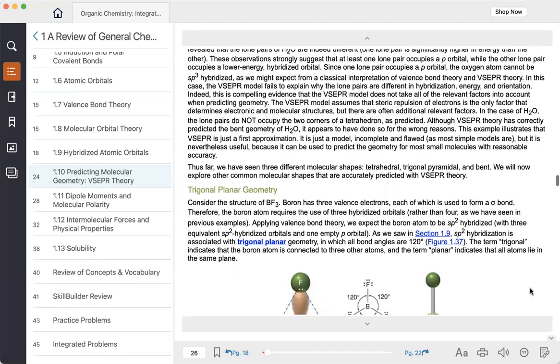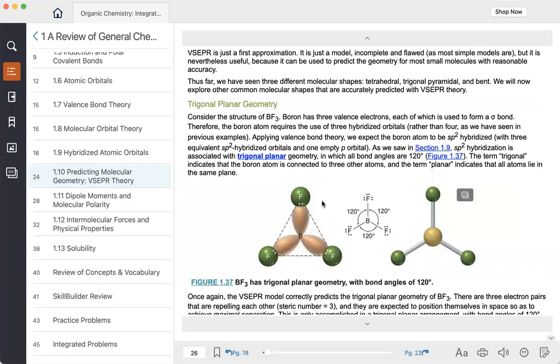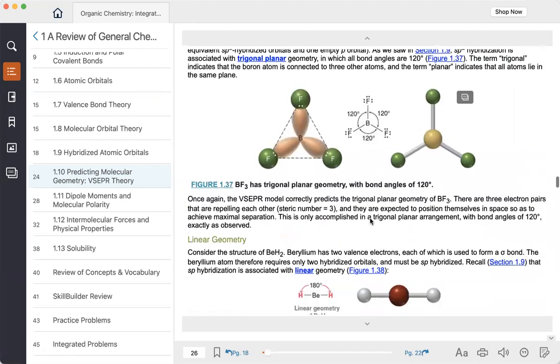And last, we'll talk about trigonal planar, which is shown here with this BF3 molecule. In trigonal planar arrangement, you have all of the atoms sitting in one physical plane. We're seeing a vertical arrangement, but if you were to turn it on its side, they would all be in the same XY plane. And there's 120 degrees between each of these atoms.